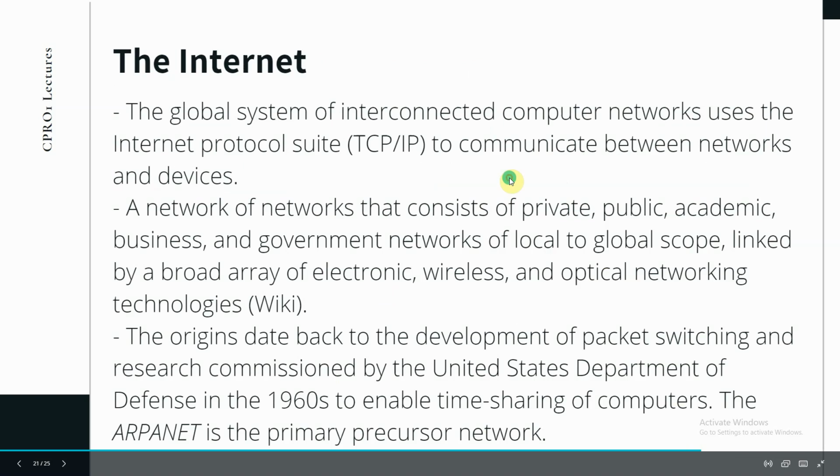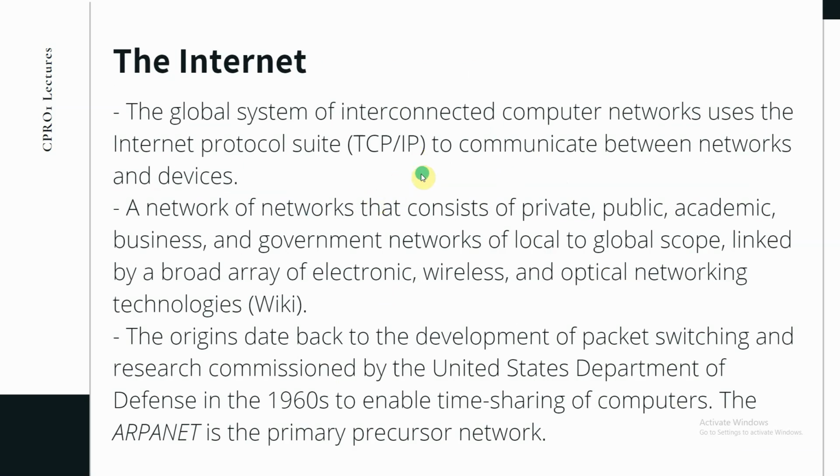So we define again the concept of internet, or what we call the international network, or the Internet. It is a global system of interconnected computer networks that uses TCP/IP, or the Internet Protocol suite, in order to communicate between networks and devices. By wiki definition, it consists of a network of networks of private, public, academic, business, and government networks up to global scope. They are linked by a broad array of electronic, wireless, and optical networking technologies.